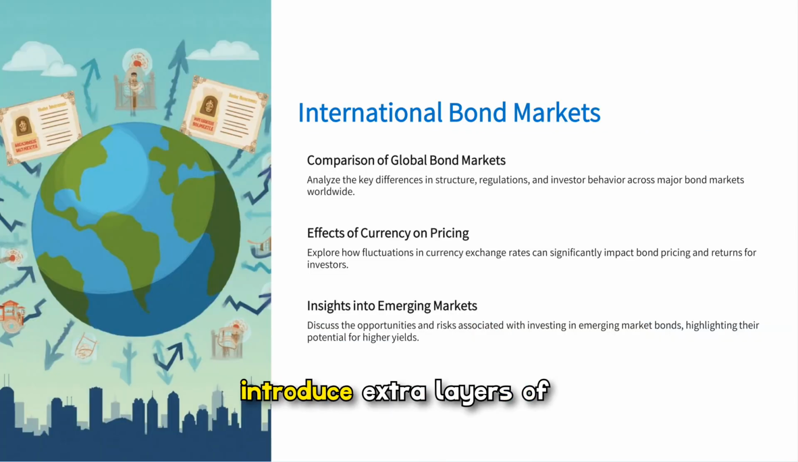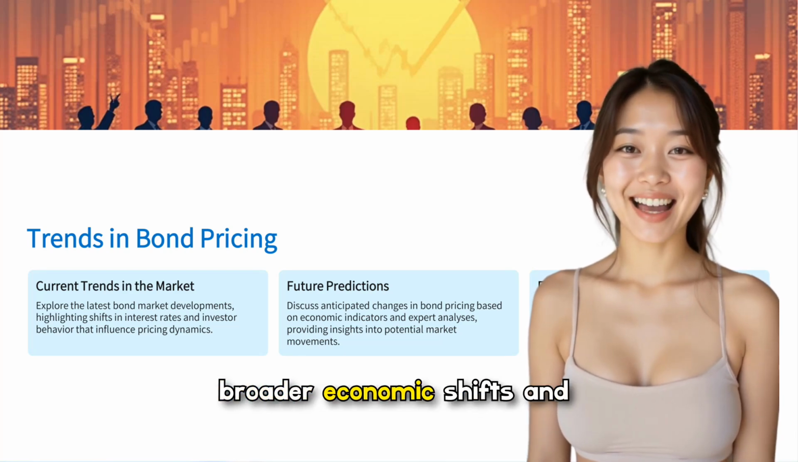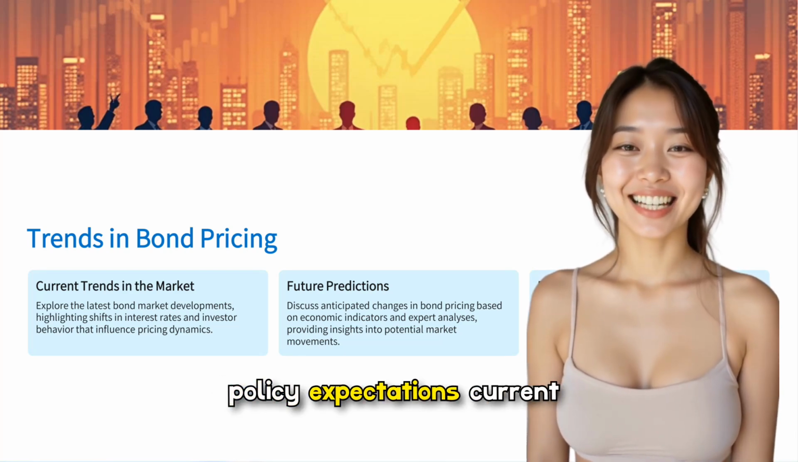International bond markets introduce extra layers of complexity. Structural and regulatory differences affect pricing across countries, currency fluctuations can add or subtract returns for foreign investors, and emerging markets often offer higher yields but with greater risk, so currency and political factors should be factored into cross-border bond decisions.